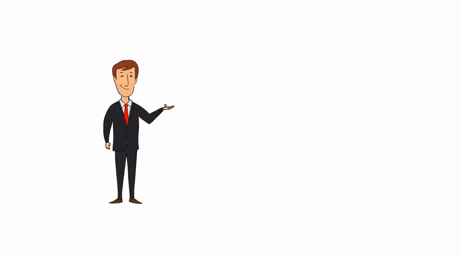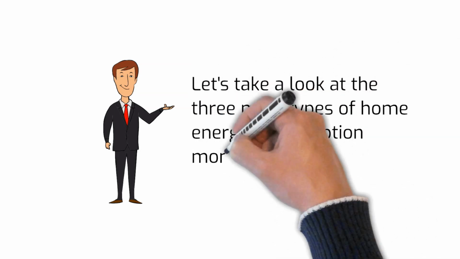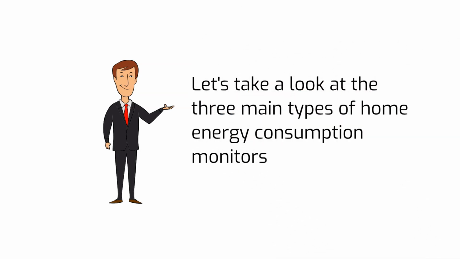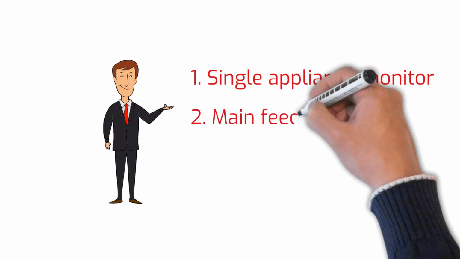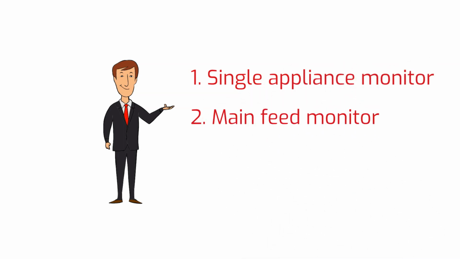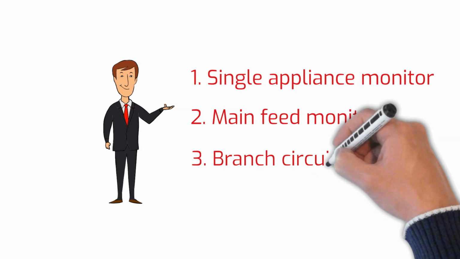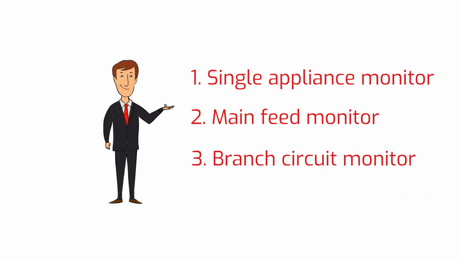Now that we have a basic understanding of a residential electrical system, let us have a look at the three main types of energy monitors available. They are: 1. Single appliance monitor, 2. Main feed monitor, 3. Branch circuit monitor.